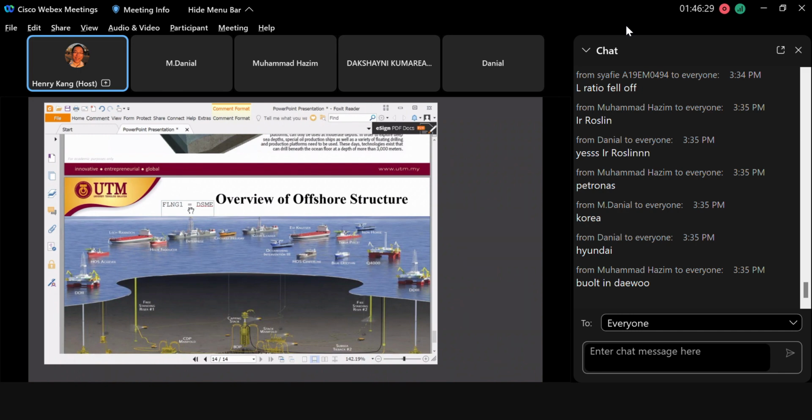FLNG 2? I think it's Samsung, right? Samsung Heavy Industries, right? If I'm not mistaken. Okay. I still put the question mark here.